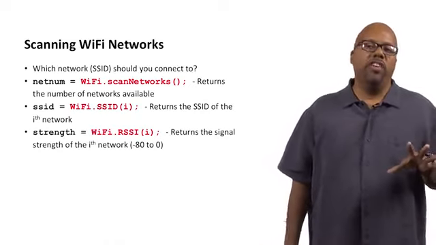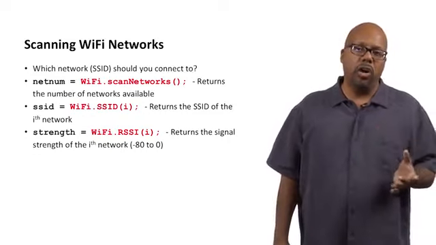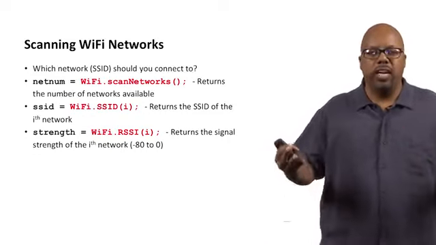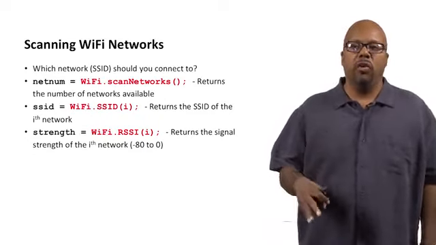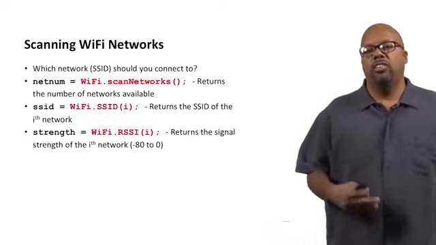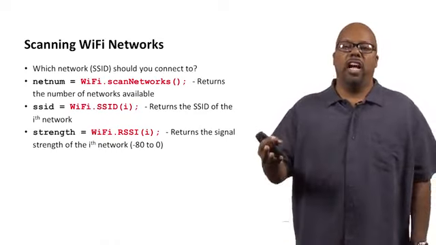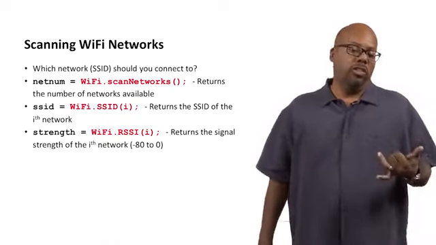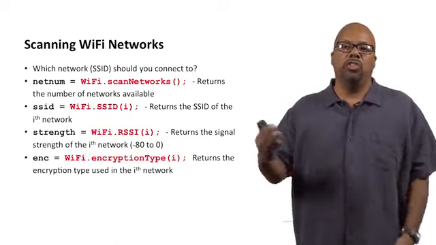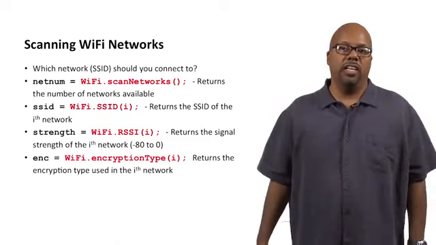Now, often in order to pick the network that you want, you go for highest strength. That's a common consideration. So you can also find out the strength of a network by calling RSSI. If you call Wi-Fi.RSSI, you give it an i, which is the number of the network. It will return the signal strength of the network. It will return you a number from -80 to 0, 0 being the highest strength and -80 lowest strength.